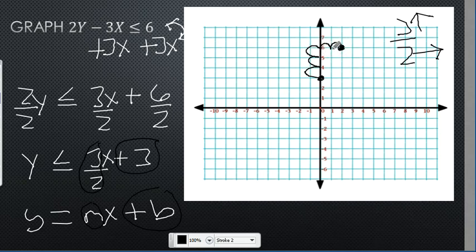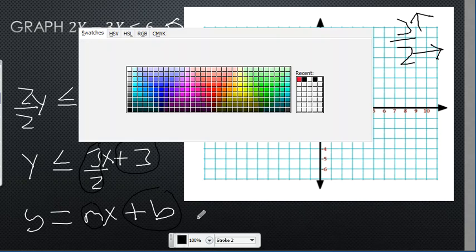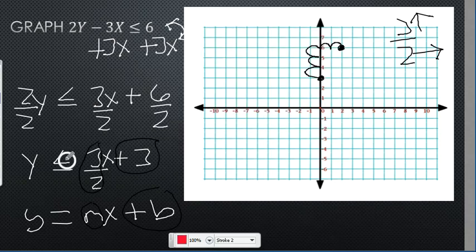Okay, now we have to look at our inequality symbol to determine whether our line is going to be dashed or solid. Because our inequality symbol is a less than or equal to, because it has the "or equal to" part, our line is going to be solid. So that means that it is included in our solution area. We can pick a point on this line and it will make our inequality statement true.